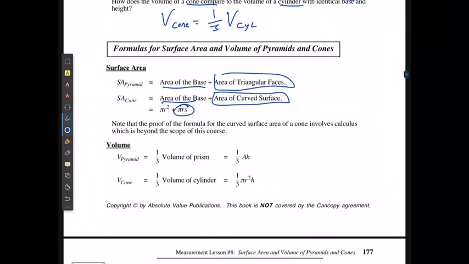If I'm looking at volume, the volume of a pyramid is 1/3 the area of the base times the height, and the volume of a cone is 1/3 pi r squared, which is the area of the base, times the vertical height.